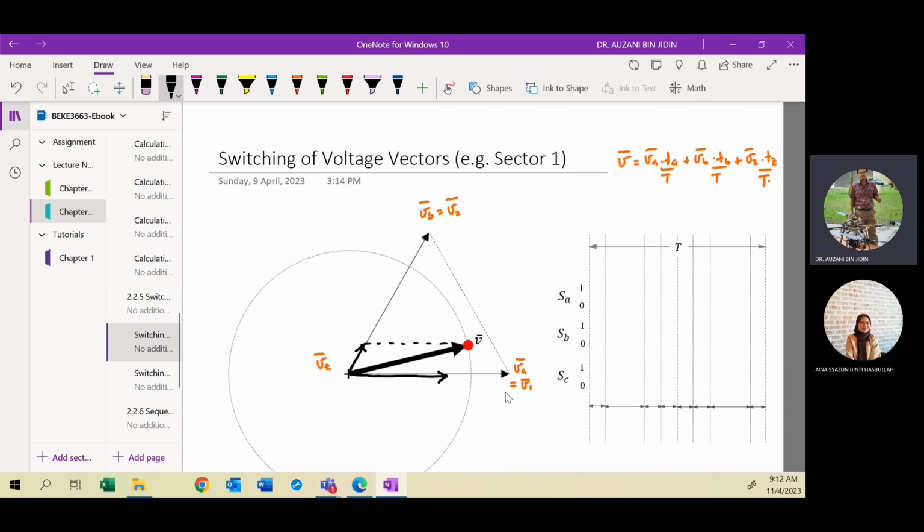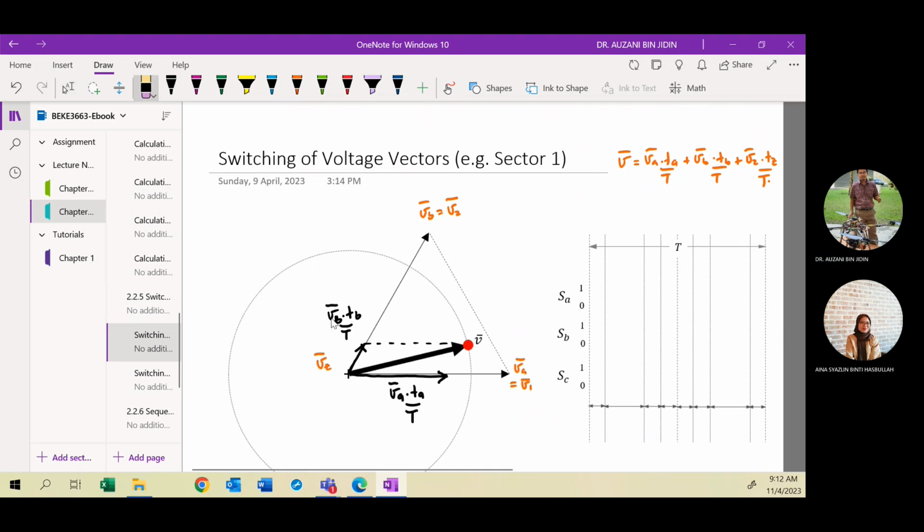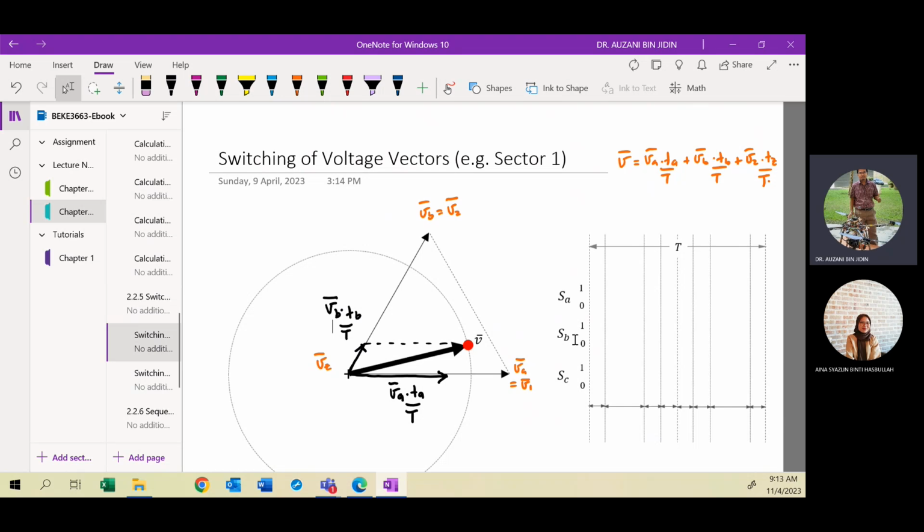So the vector here, which is aligned, in phase with VA, is VA multiplied by its ratio, right? Then this vector is the VB vector, you multiply by its ratio. Clear? VB. Okay. So this is the way you sketch the vectors to produce the resultant vector V. Here, this vector. Clear?